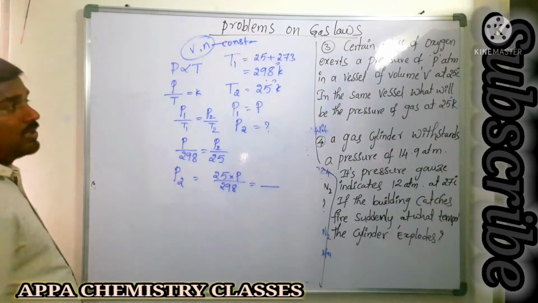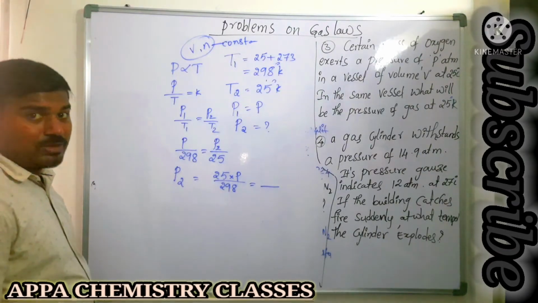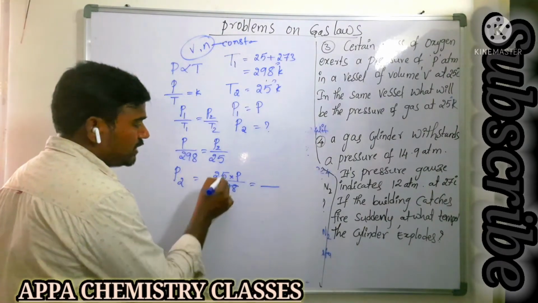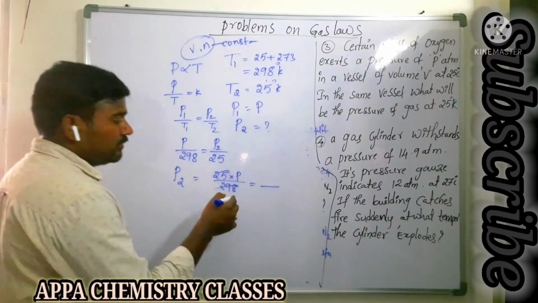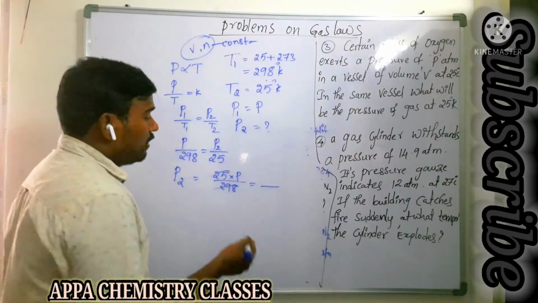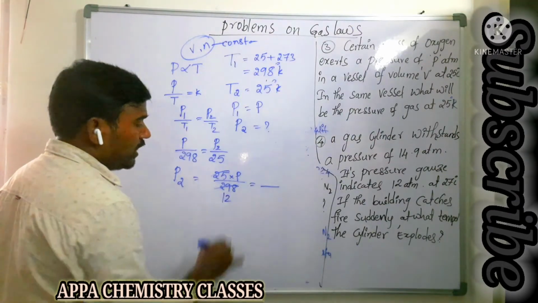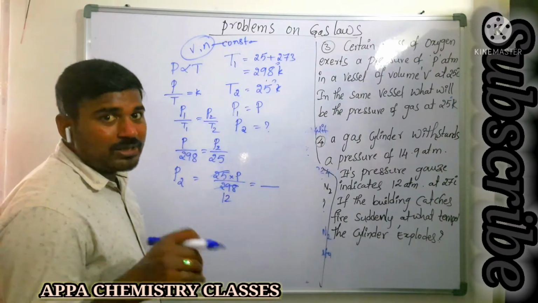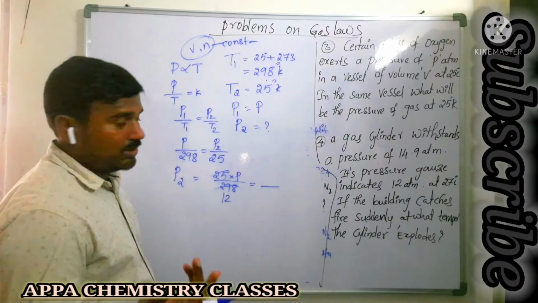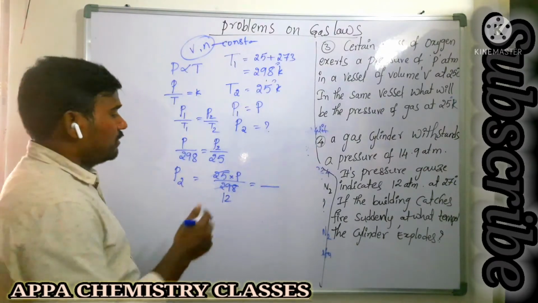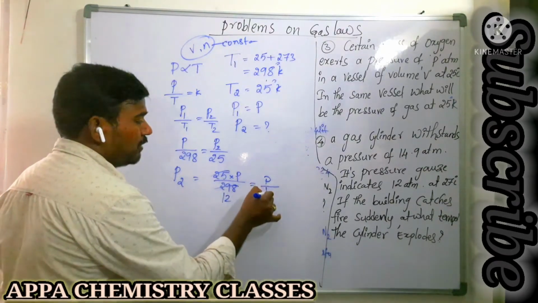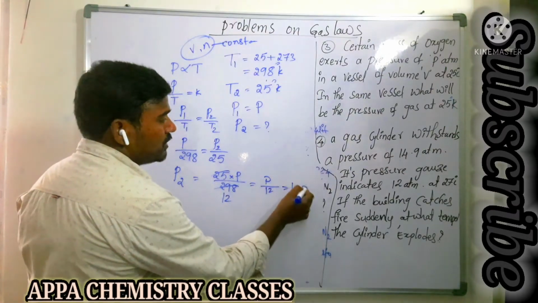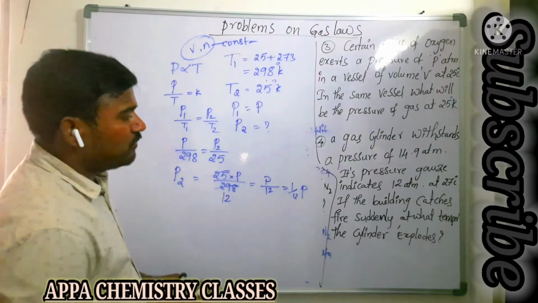So that is the third question. Is that clear, everyone? If you want a round figure, you take 298 as 300. So 25, how many times will it be? 25 12s are 300. 25 4s are 100, 25 8s are 200, 25 12s are 300. So P by 12 it will be. One by 12th of the initial pressure it will be. Next, we will see the fourth question.